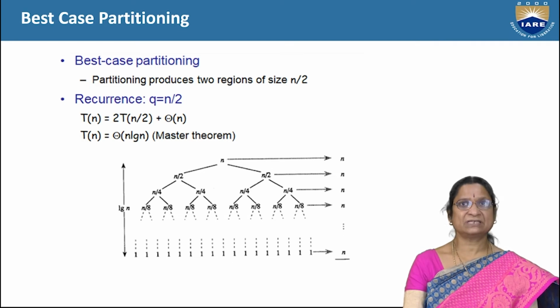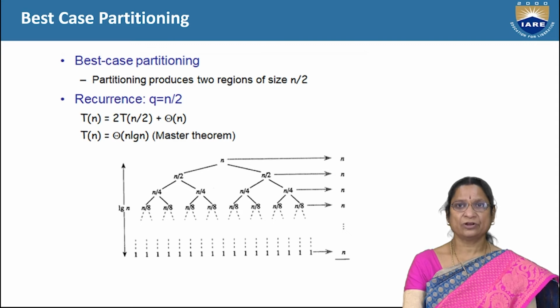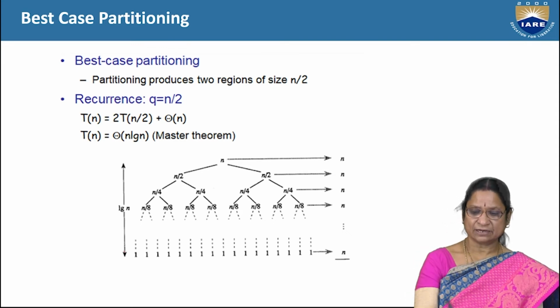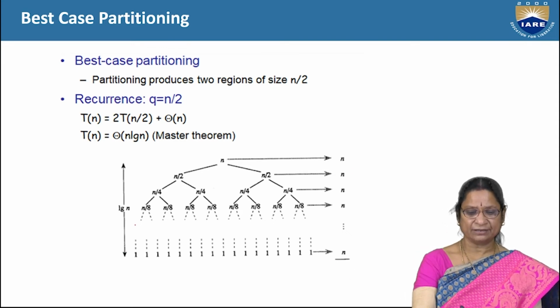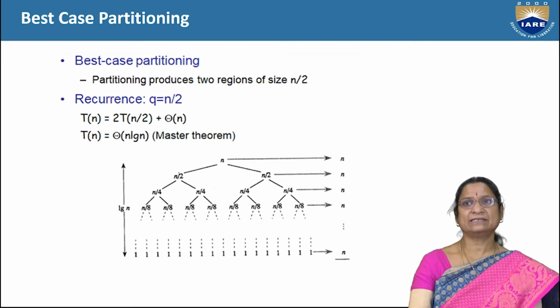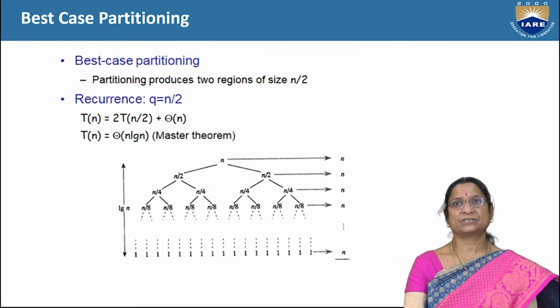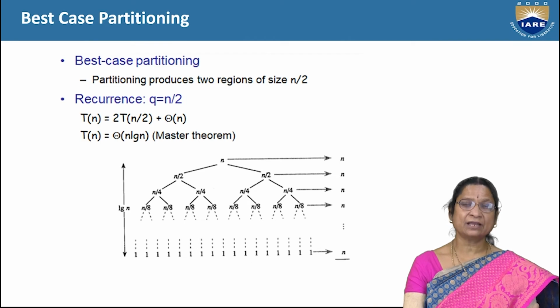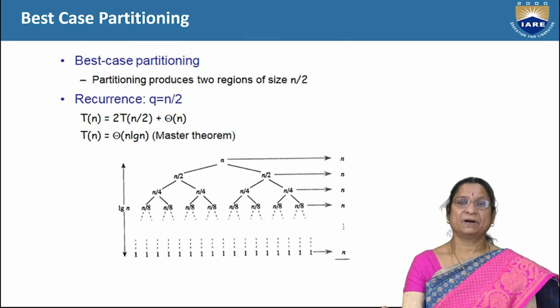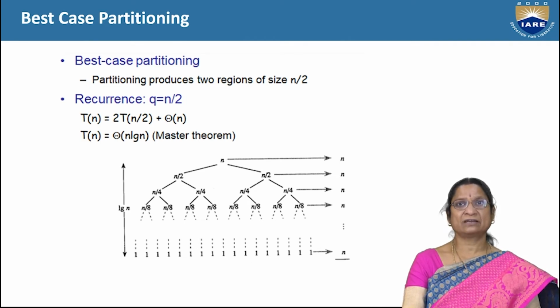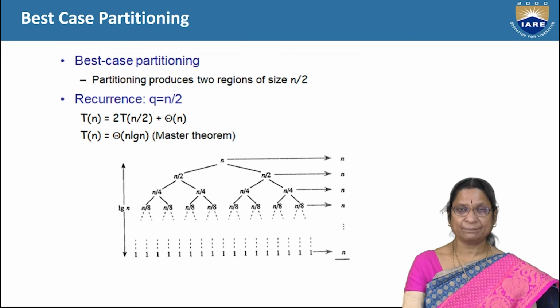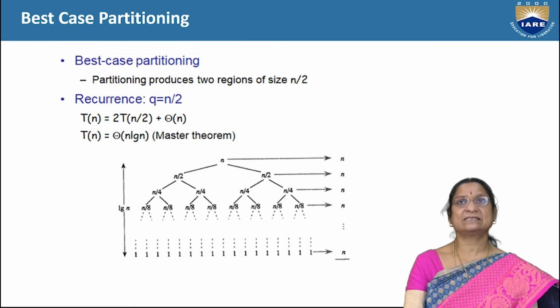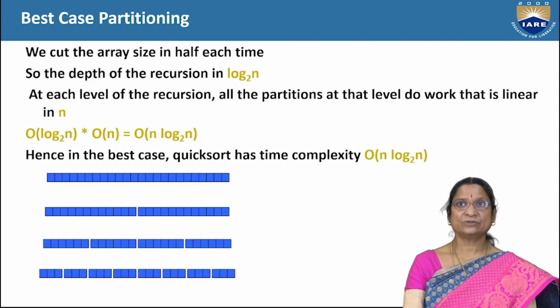We can prove this by using the master's theorem or the substitution method also. You observe this is the height, and n times partitioning is being made. So n log n is the best case partitioning. It will occur whenever the partitioning is almost done into equal parts, that is n by 2 parts. Then the possibility of the best case is considerable. So this is the best case.